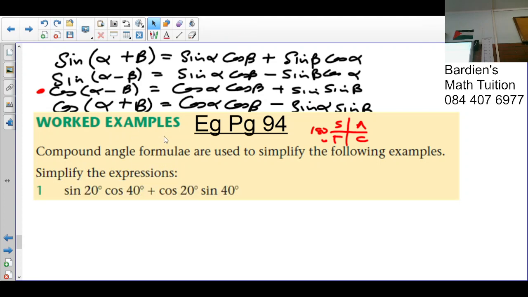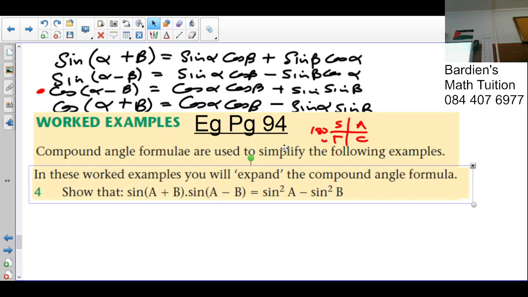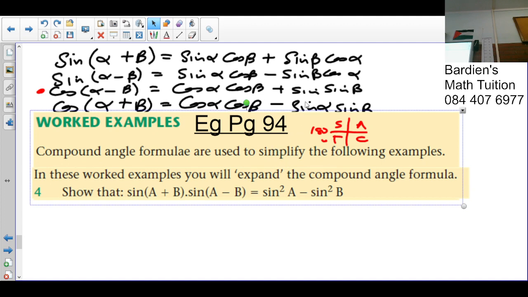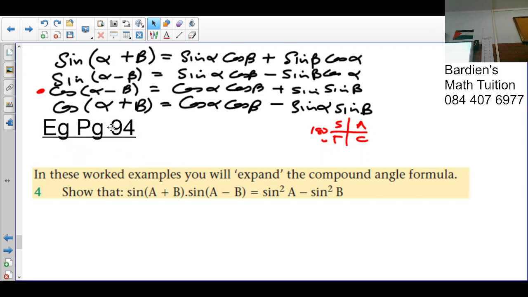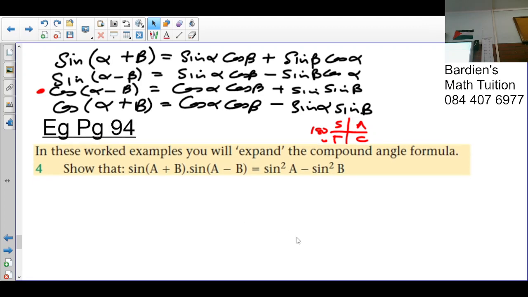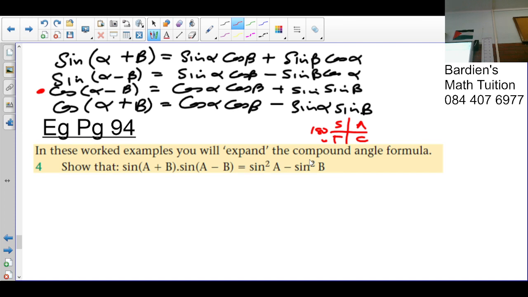Right, so let's carry on. We're looking at example 4 on page 94. In each worked example, you will expand the compound angle formula. So in number 4, we are told to show that sine of a plus b times sine of a minus b can be written as sine squared a minus sine squared b.